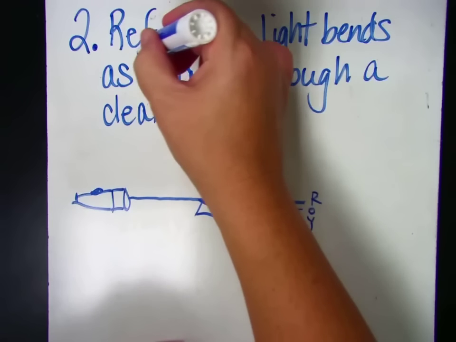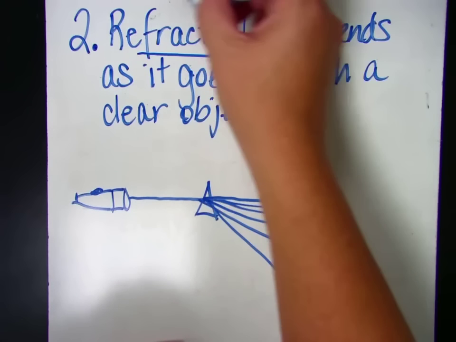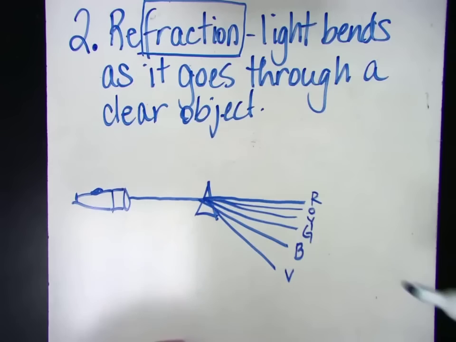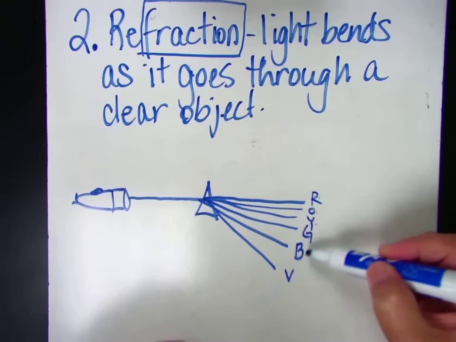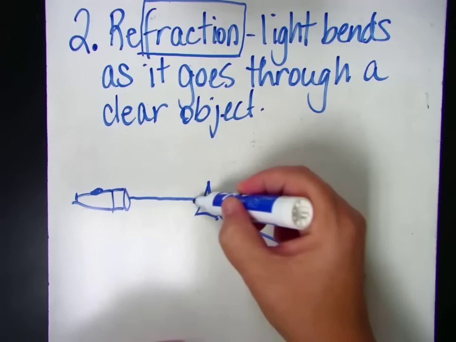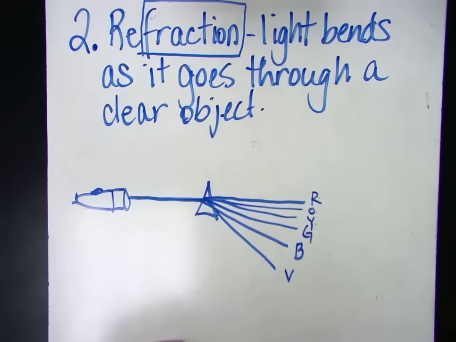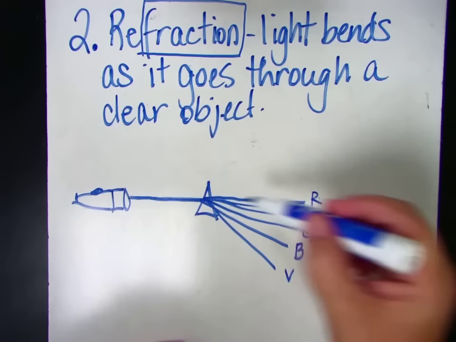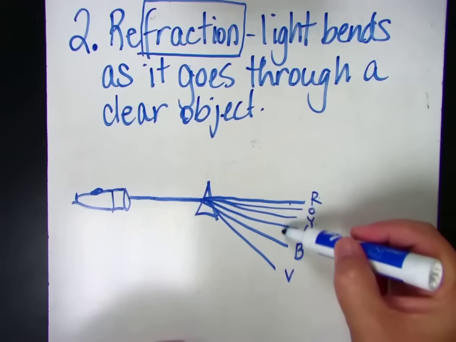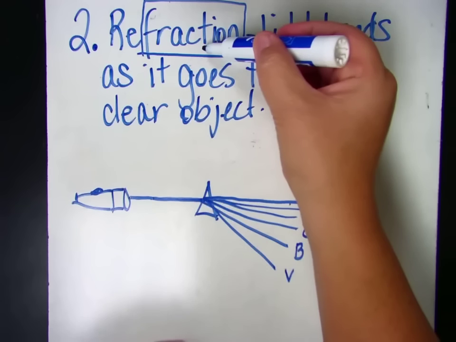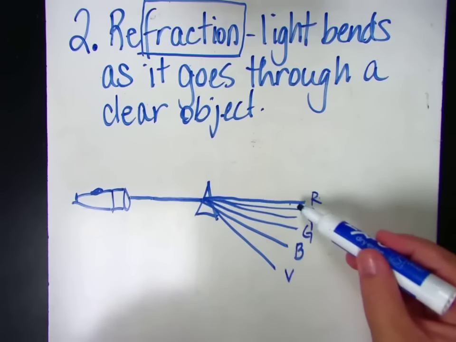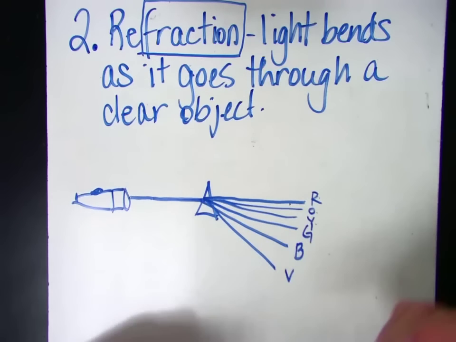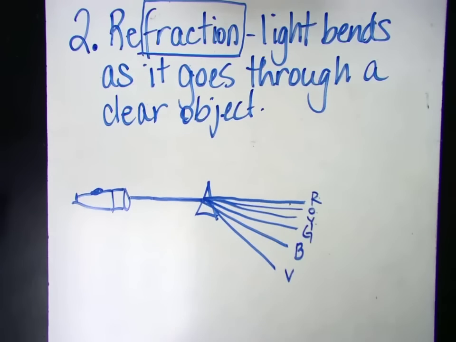And if you think about the word refraction, okay, these wavelengths are fractions of this wavelength. So we take the whole and we split it into parts. And that's a good way to remember that refraction is bending the light into its component wavelengths.